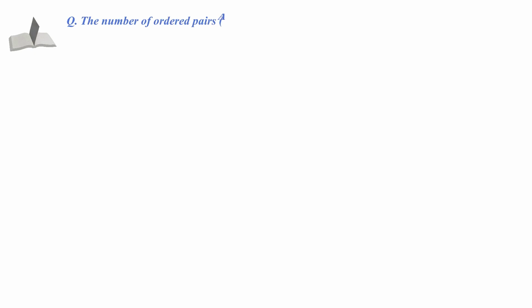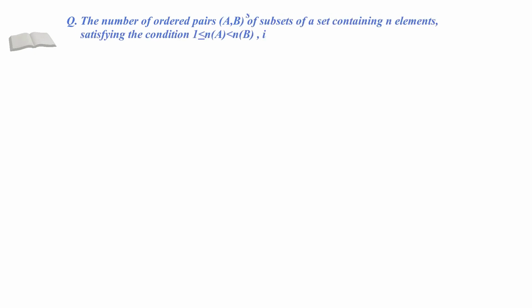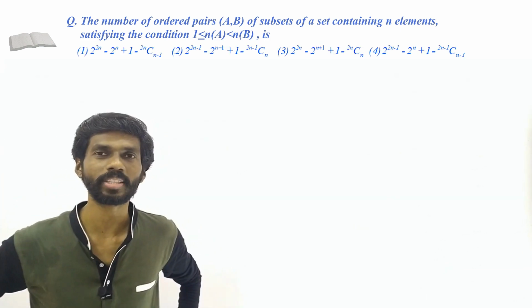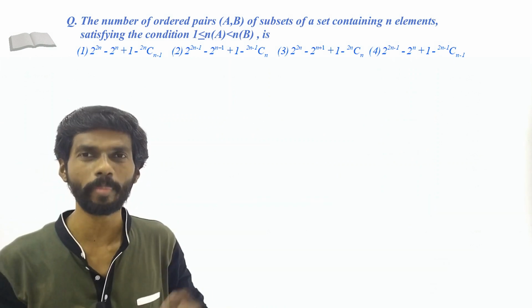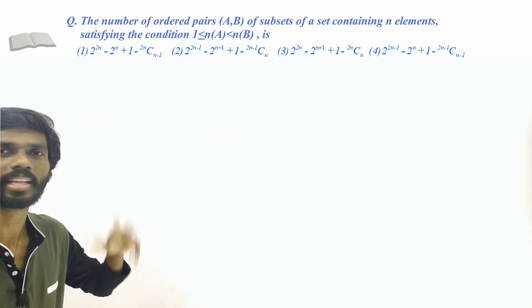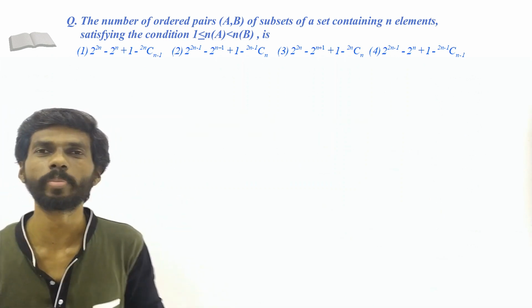The number of ordered pairs A, B of subsets of a set containing n elements satisfying the condition 1 less than or equal to n(A) less than n(B) is. Alright, so this question is similar to the last question. Here too we need to find the number of possible combinations of the subsets A and B satisfying certain conditions. Here it is given that n(A) is less than n(B). So this question can also be done by 2 methods.